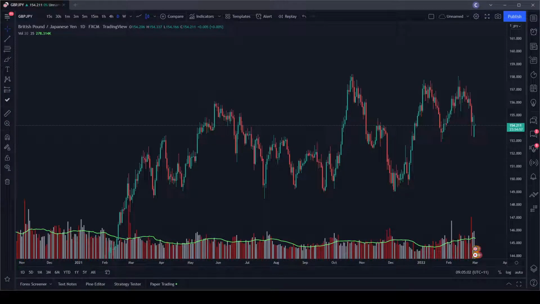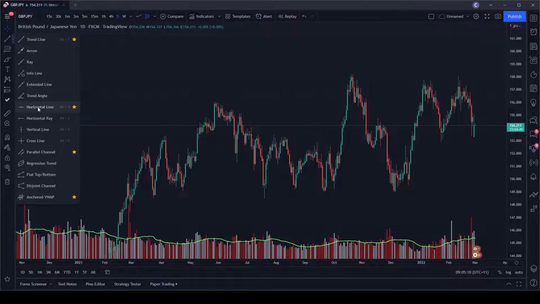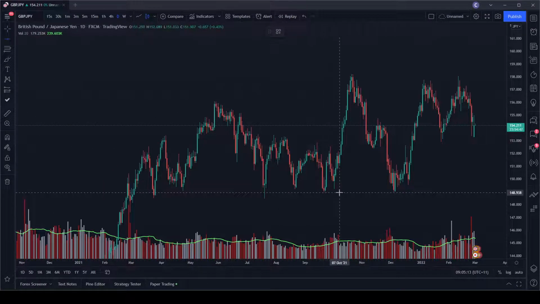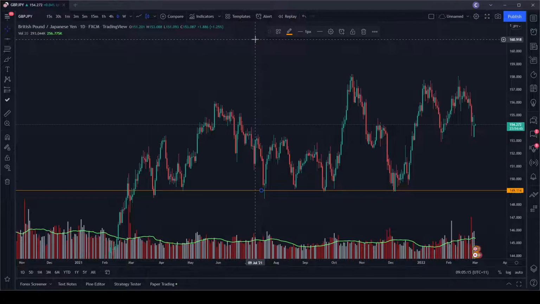So what's up, guys? I've been asked how to set up a chart, so I'm just going to run through that right now. The first thing I'm going to do is look for key levels, right?